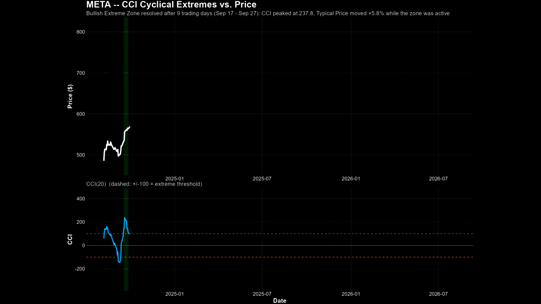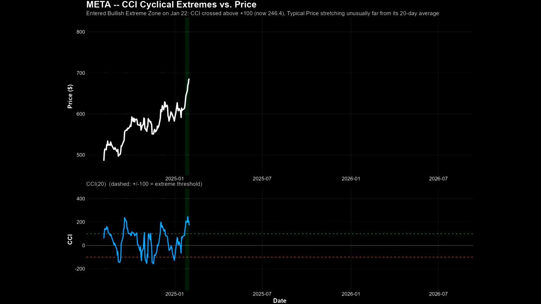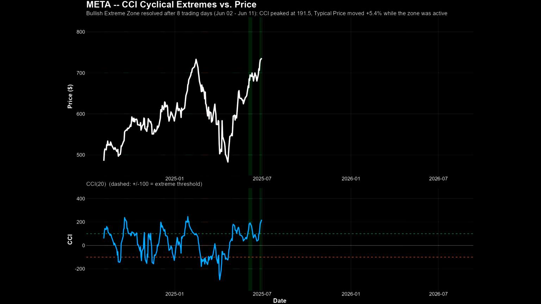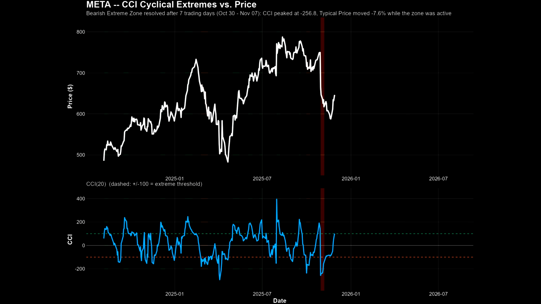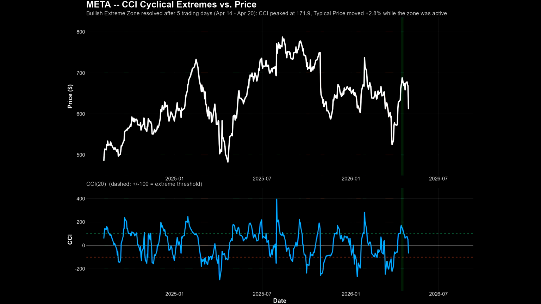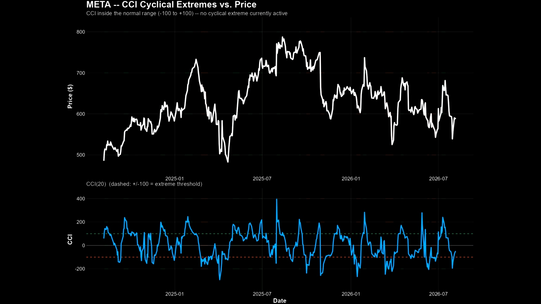This is a live, monthly updating build of CCI on real metadata, with two panels moving together as each new month is added. Price sits on top. CCI itself sits underneath, with dashed reference lines at plus and minus 100 marking the extreme thresholds. The distinguishing feature of this particular chart is the shaded vertical bands. Every time CCI pushes beyond plus 100, you'll see a green band appear behind the price line marking that bullish extreme zone. Every time it pushes below minus 100, a red band marks the bearish extreme instead.